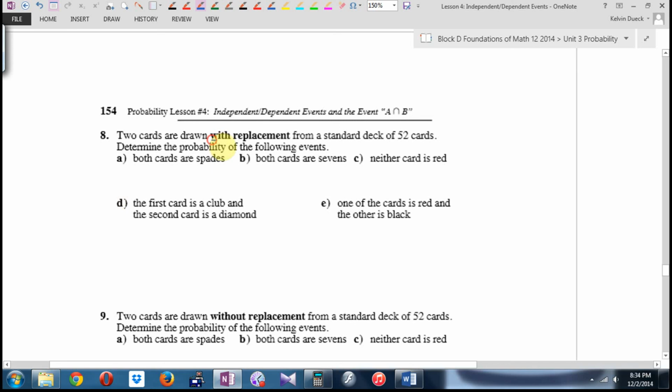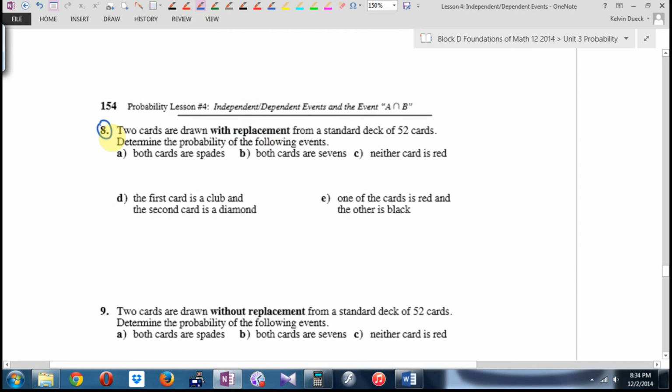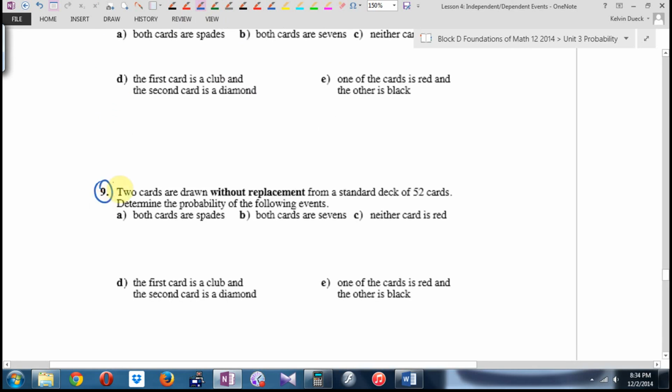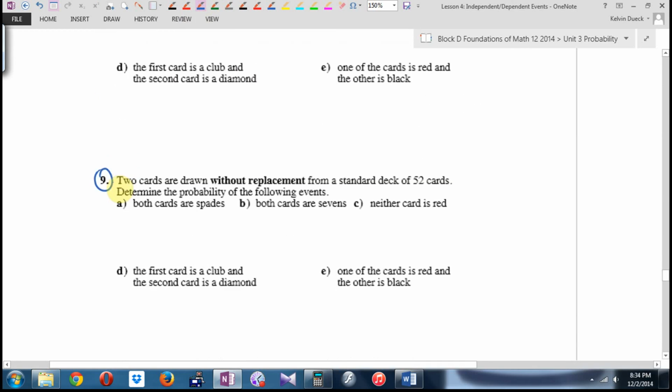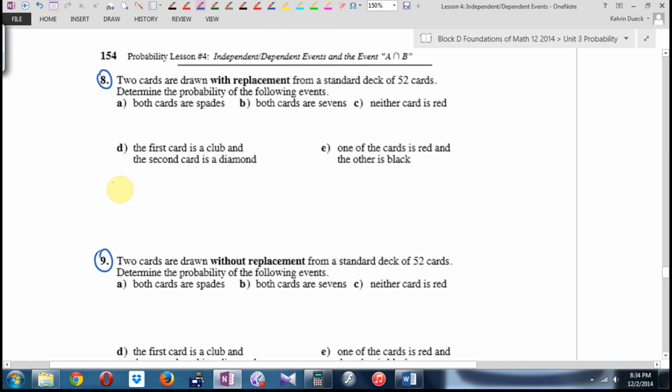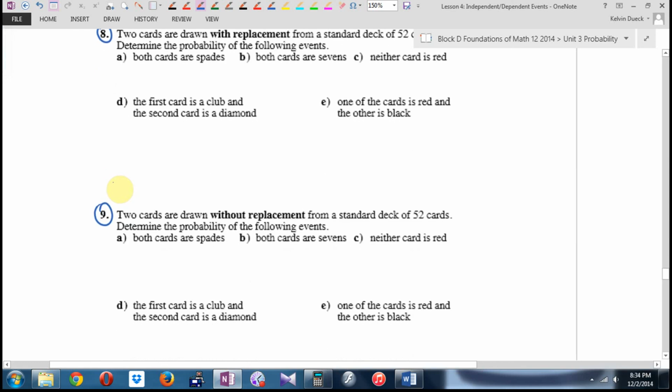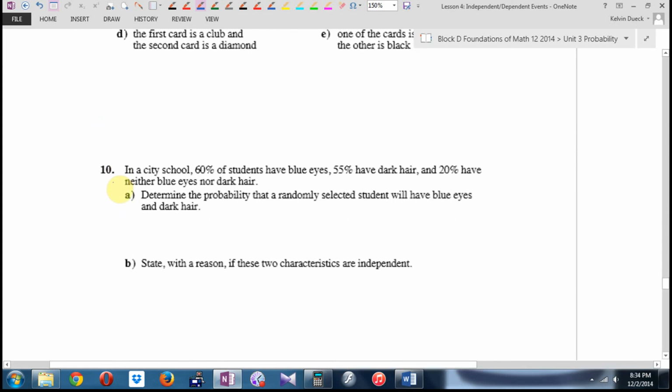Okay, with replacement, that means this is independent. That's going to make the odds actually a little easier. So 8 is good. 9 is without replacement. You'll notice the questions are identical, except one is with replacement, one is without replacement. So you're going to get different answers. Be careful. 60% have blue eyes. 55% have dark hair. 20% have neither.